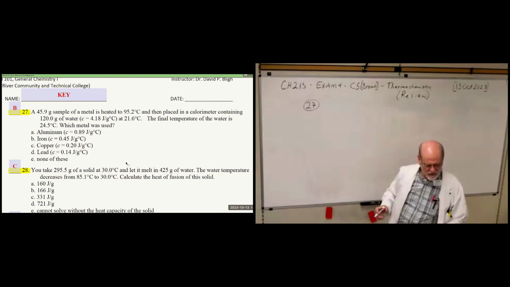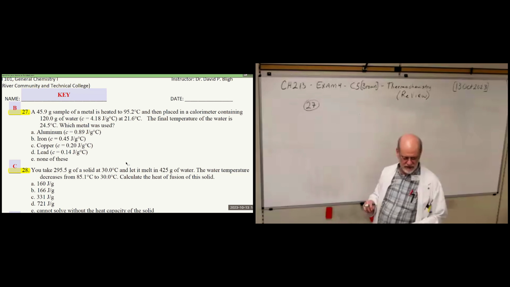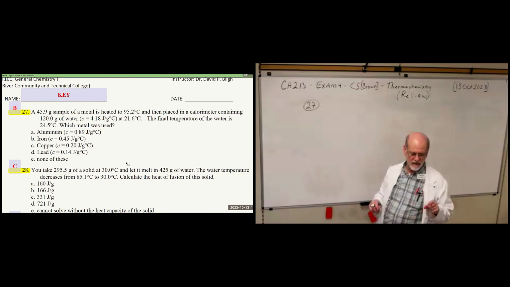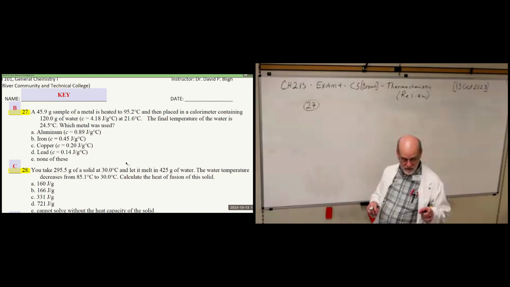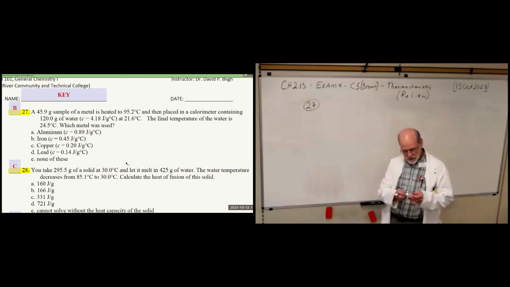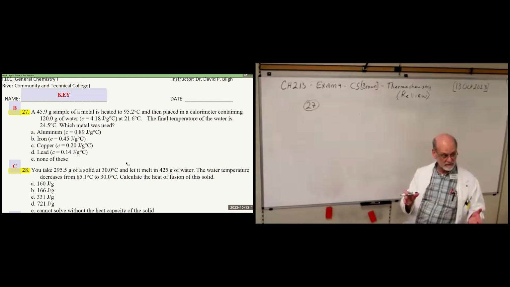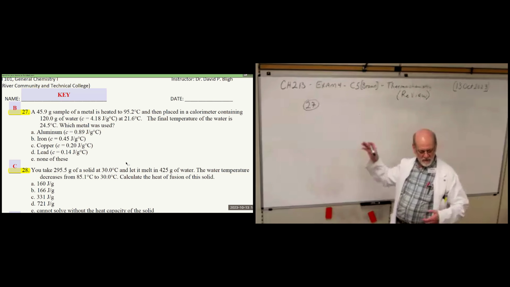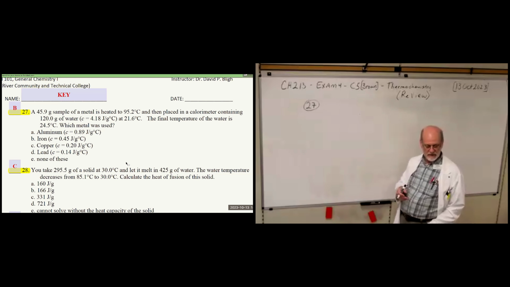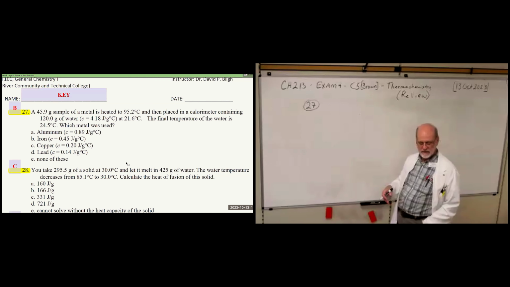A 45.9 gram sample of metal is heated to 95.2 degrees Celsius, placed in a calorimeter containing 120 grams of water at 21.6 degrees. The final temperature of the water is 24.5. What metal was used? We're going to use the specific heat of the metal. We're going to calculate the specific heat so we can determine, out of those that are given, which one is the correct metal.